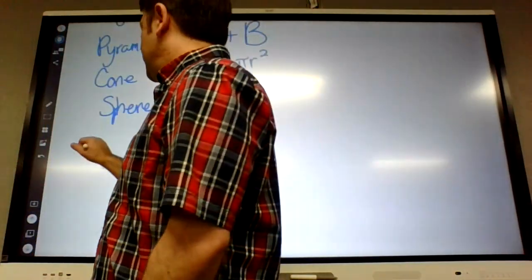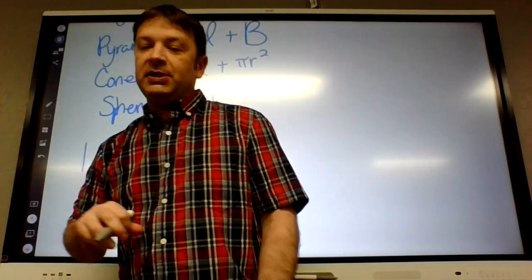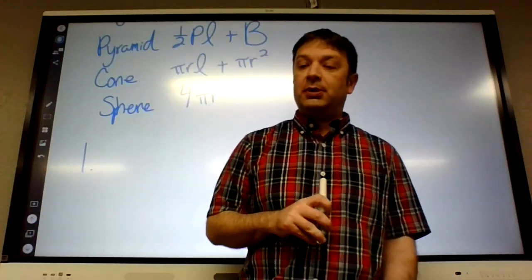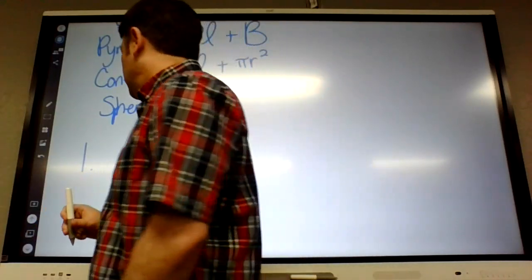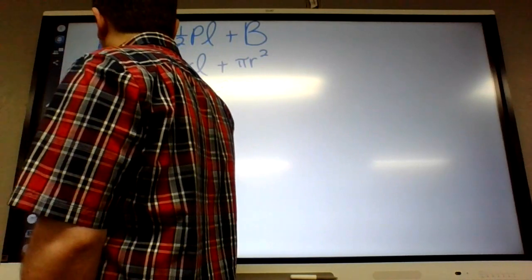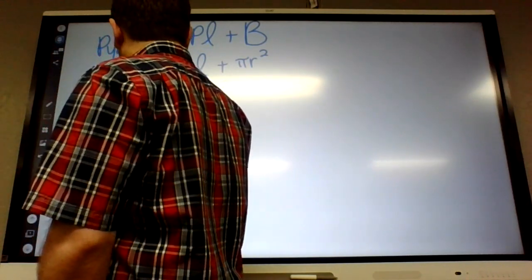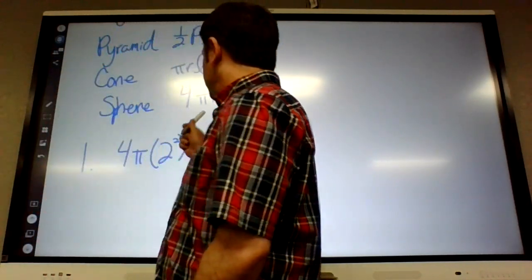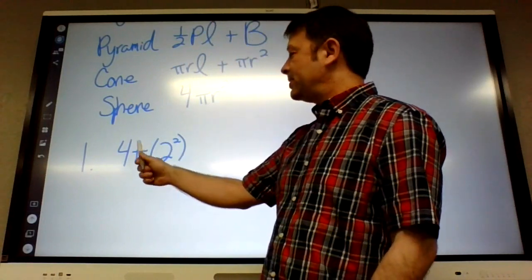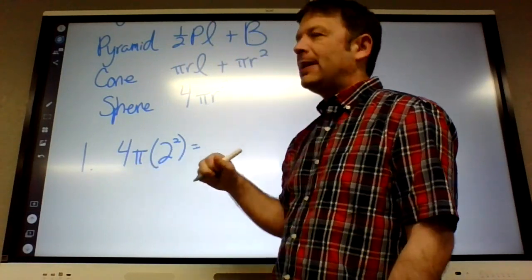Okay, speaking of spheres, number 1. What is the radius on number 1? 2. So we got 2 squared times pi times 4. Easy peasy. Lemon squeezy.